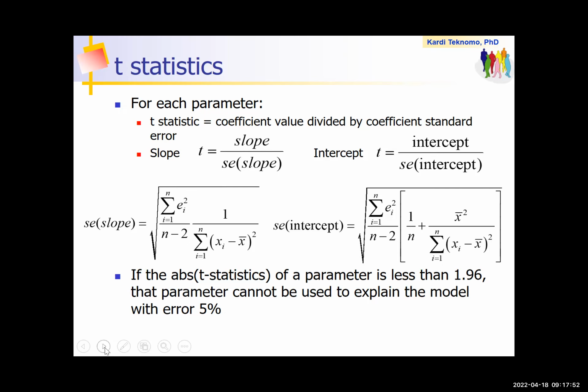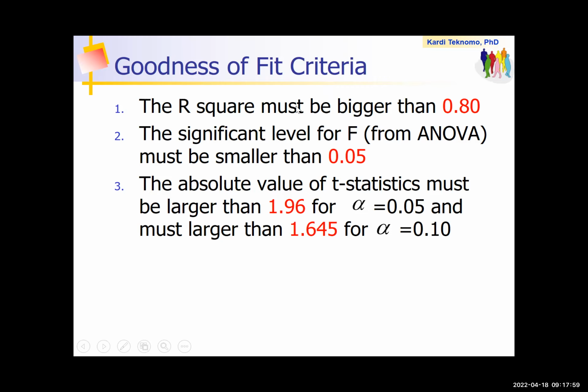Okay, so this is the summary. The R square must be larger than 0.8, the significance F must be smaller than 0.05, and the absolute value of the t statistic must be larger than 1.96.